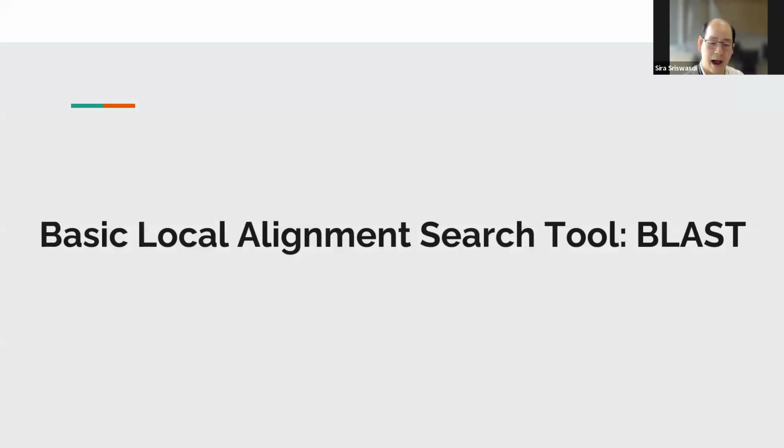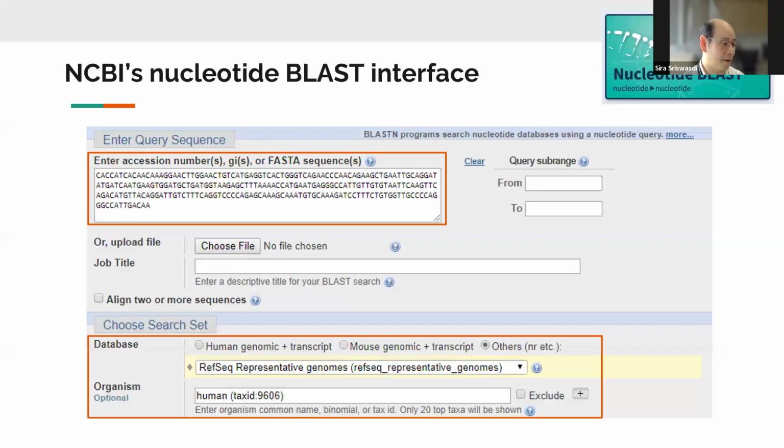So let's see how these scoring schemes and techniques were implemented in BLAST. If you go to NCBI's BLAST website to search, it will ask you for two essential things: your query sequence, the sequence that you have, and the database. What do you want to search against? So you can search against specific databases like human genome and human transcript, or mouse genome and mouse transcript. These are very popular for people who study humans and animals.